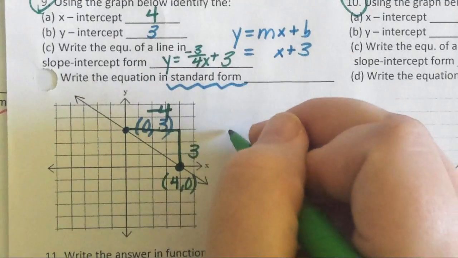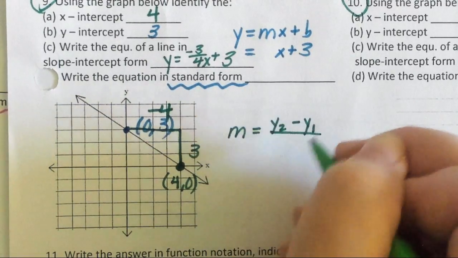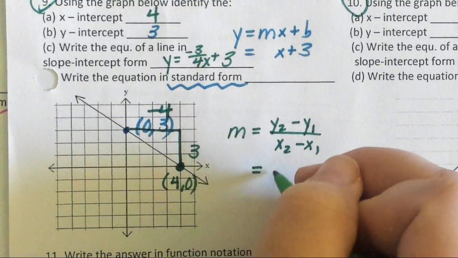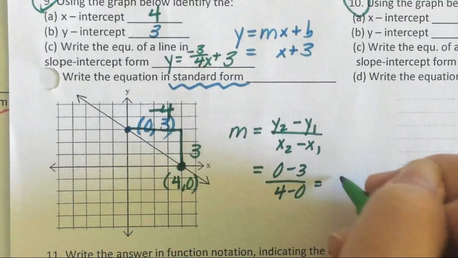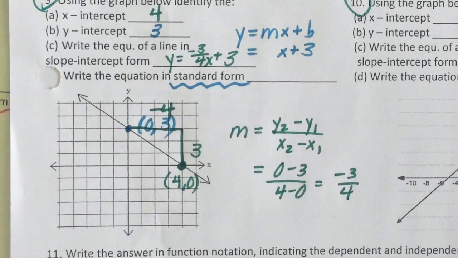Or for those of us who want to be fancy, you can always use the slope formula, y2 minus y1 over x2 minus x1. If you use the formula, you would get 0 minus 3 over 4 minus 0, and you would end up with negative 3 over 4. Either way, I can figure out that slope. I can count it, or I can actually calculate it.